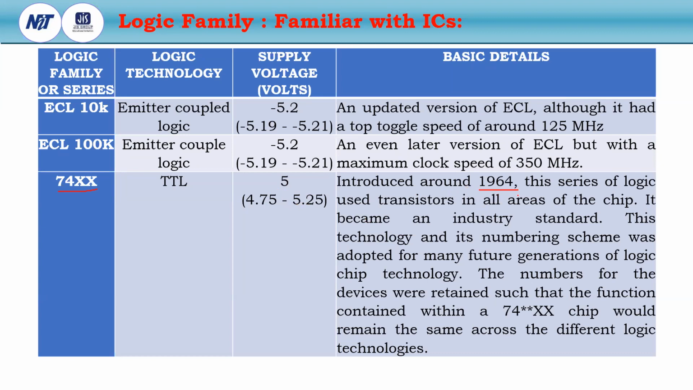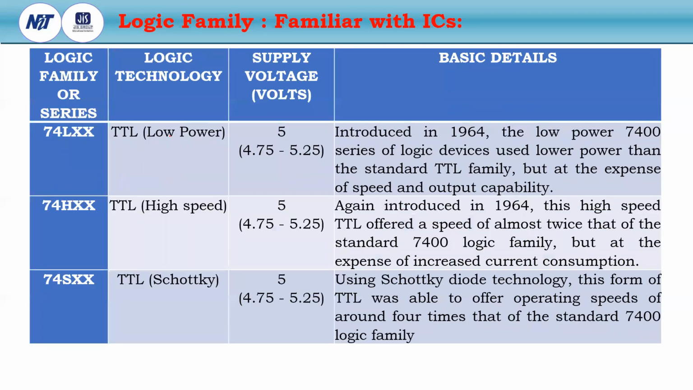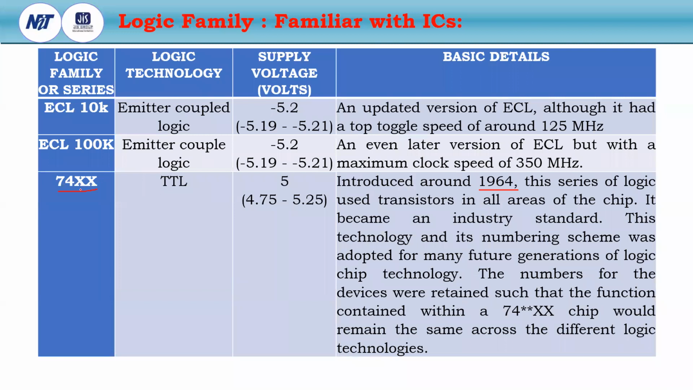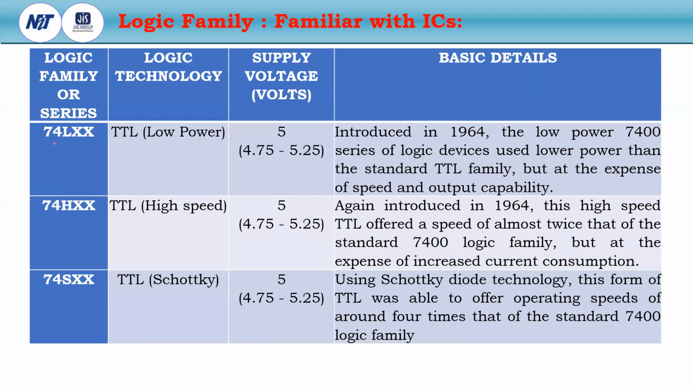Already I described it. There are different types of 74 chips available. First is 74XX. This is the basic 74 logic gates. This is the 74LXX. That means the low power TTL. This L signifies the low power. Okay. And 74HXX. This is called the high speed. H signifies the high speed, which was introduced in 1964.